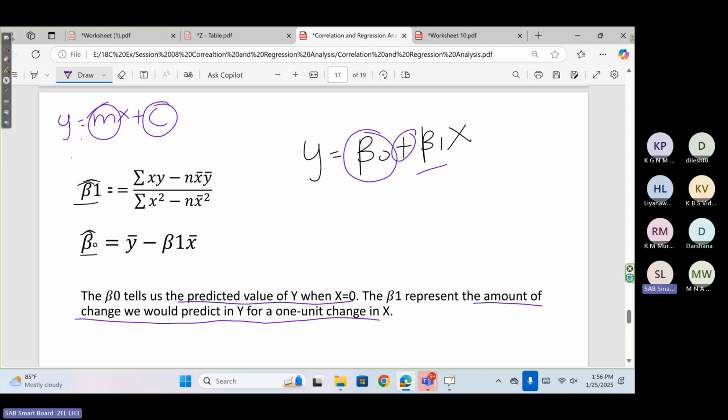Understood? Is it clear? Then first you note down these two formulas. After that, we calculate beta naught and beta 1.